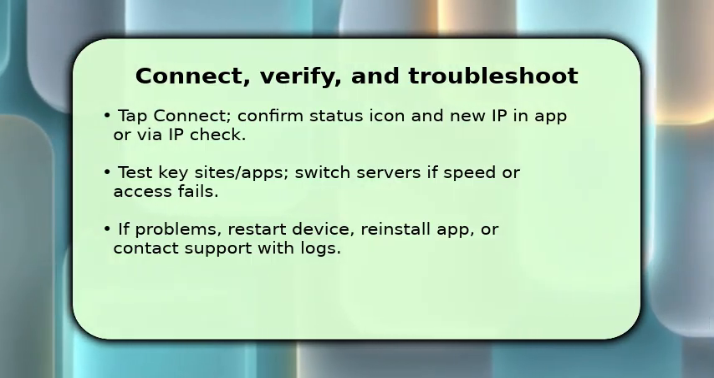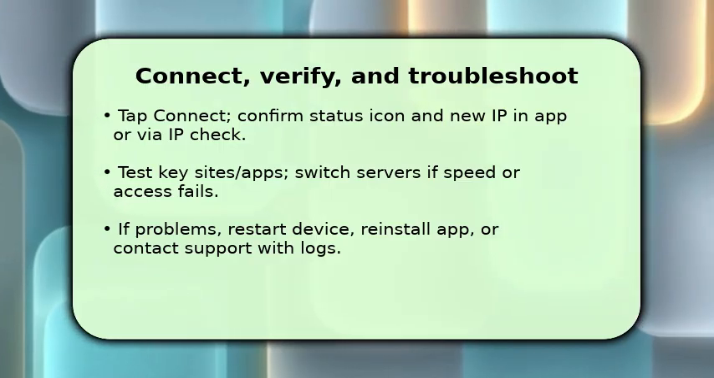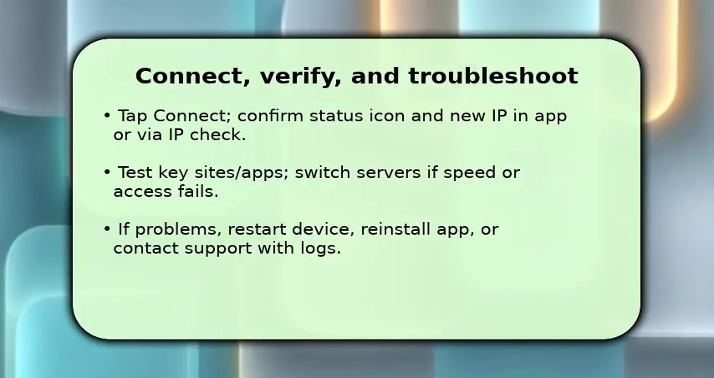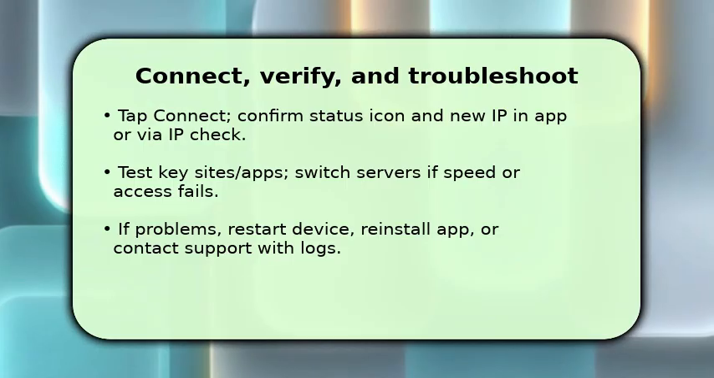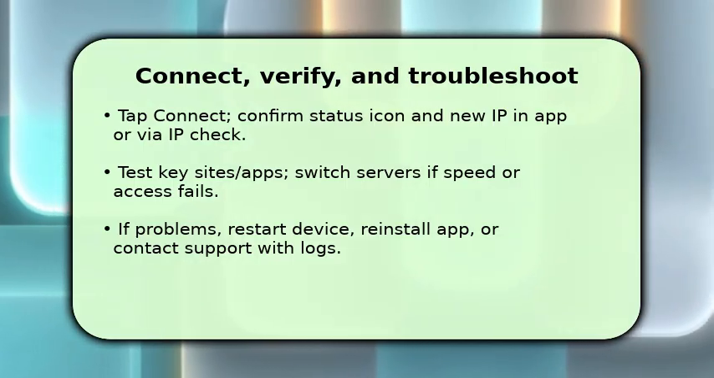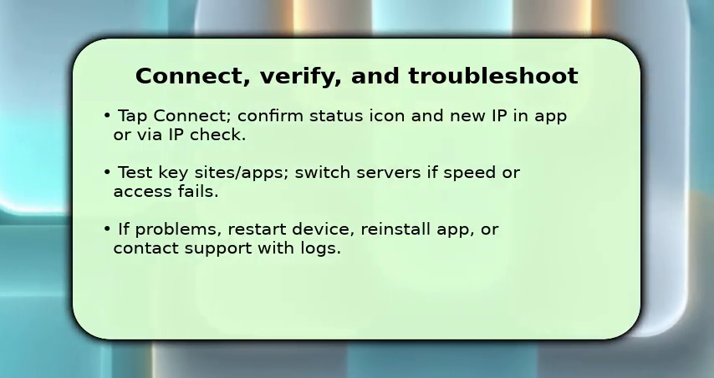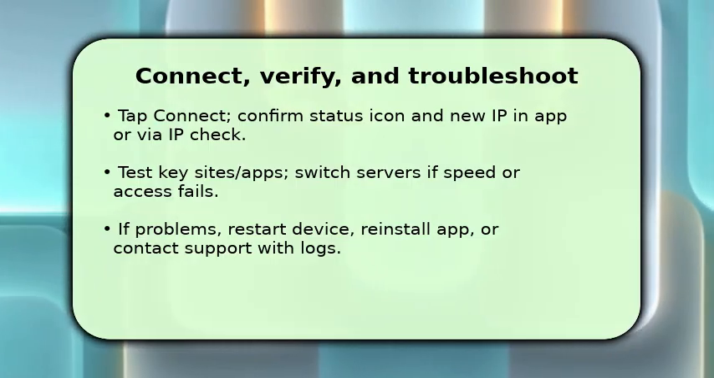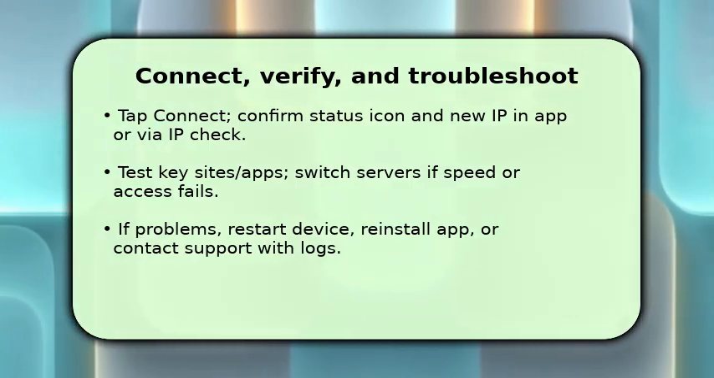If connection fails, restart your phone. Check that battery or data restrictions aren't blocking the app or reinstall. If problems persist, collect the app logs and contact VPN support. Give them timestamps and server names so they can diagnose quickly.